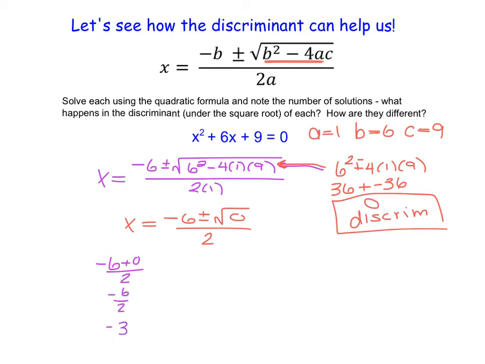And then my other option is negative 6 minus 0 over 2, which is negative 6 over 2, which is negative 3. So what I'm seeing here is I have the same answer, and it's a real number. So when you have a discriminant that is 0, you're going to get one real solution.